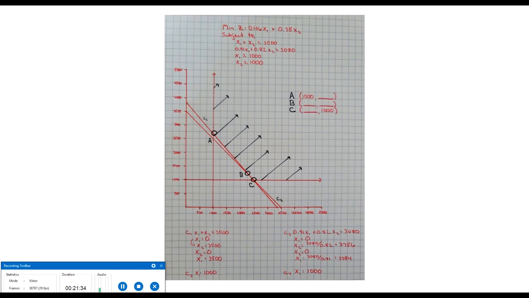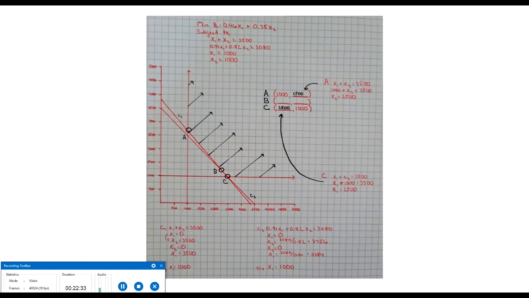and we see that at point A, we know x1 is going to be 1,000, because we know the line is vertical at that point. We also know that at point C, x2 is going to be 1,000, because we have a horizontal line at that point. So we know these points. What we don't know yet is the x2 coordinate for A, the x1 coordinate for C, and neither of the x1 or x2 coordinates for B. That's what we have to find now, using basic algebraic problem-solving techniques.